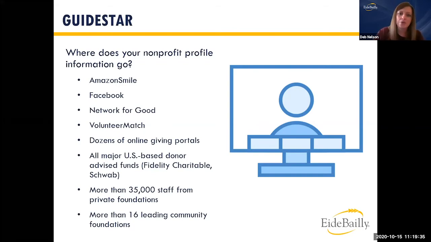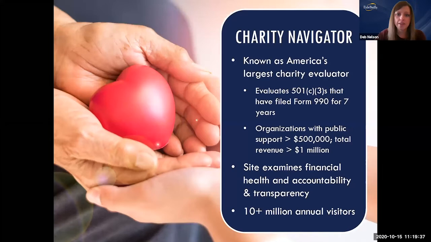Then we'll talk about Charity Navigator. So they are America's largest charity evaluator. They rate 501(c)(3) organizations that have been in existence for at least 7 years and file a 990 with at least $1 million in revenue for 2 consecutive years. And in addition, you have to have at least $500,000 in public support. So they have some very specific criteria for how they're determining which organizations they're going to focus on.